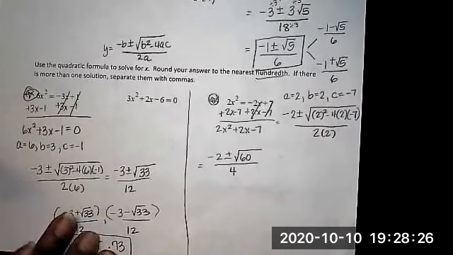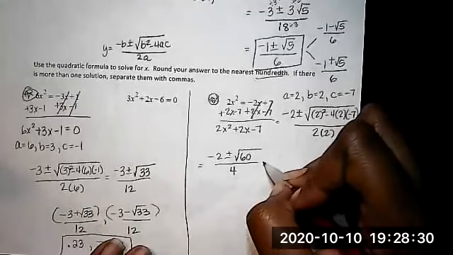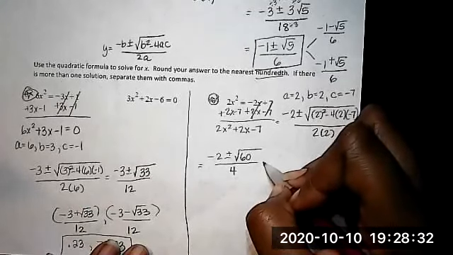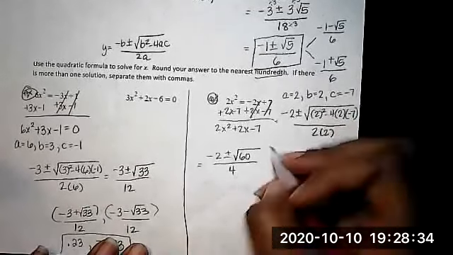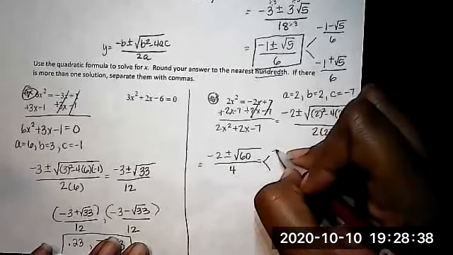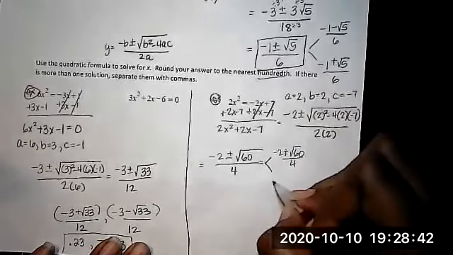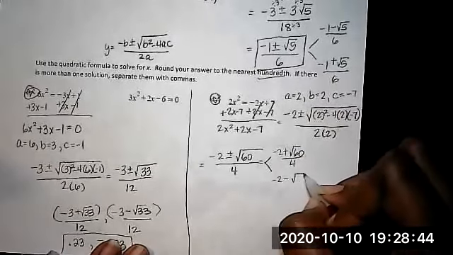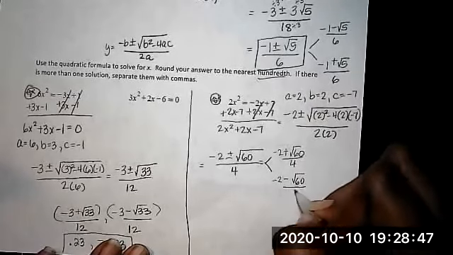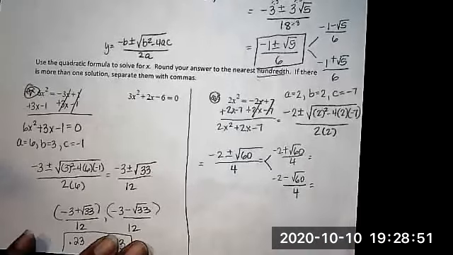And 60 looks like it does not simplify, but we do have to split them up into -2 plus the square root of 60 over 4, and negative 2 minus the square root of 60 over 4. And then put that in our calculator and get two different answers. And we're rounding.